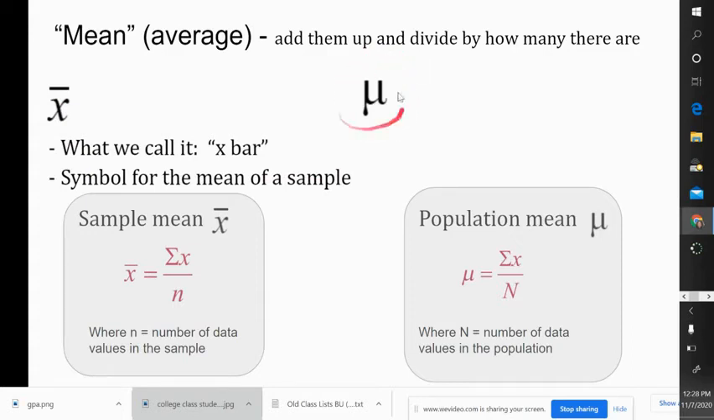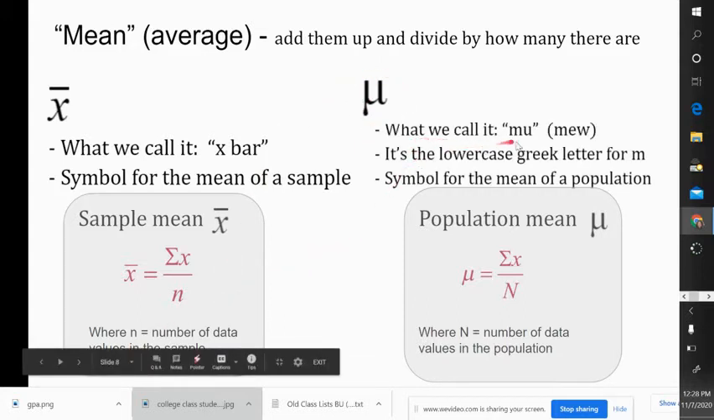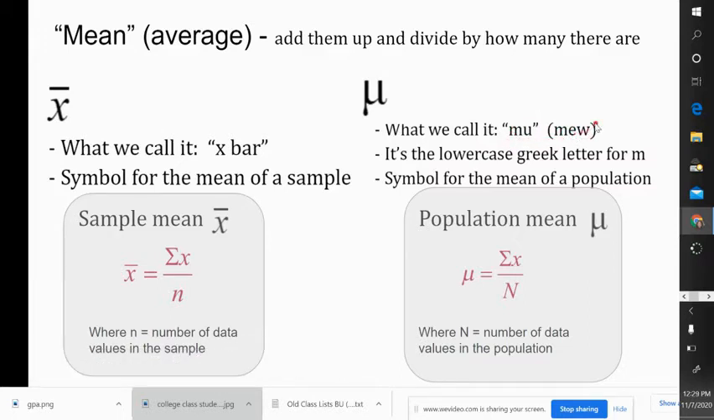This little guy is another symbol for the mean, but instead of a sample, it's talking about the mean of a population. And the way that we read that is it's called mu, pronounced mew. And it's the lowercase Greek letter for the letter M. So we're using some Greek letters now. This is a Greek letter for capital S. This is a Greek letter for little m. And it's the symbol for the mean of a population.